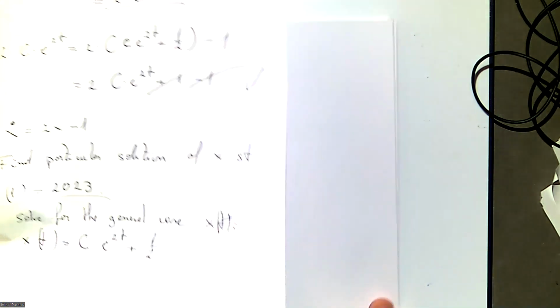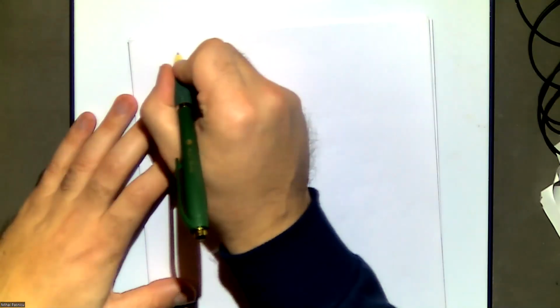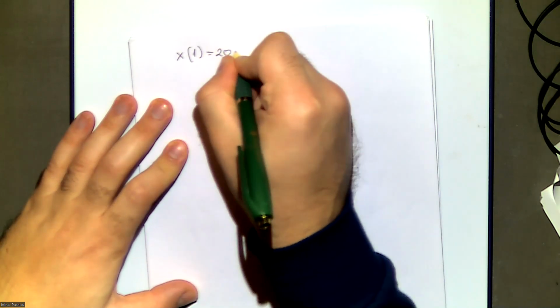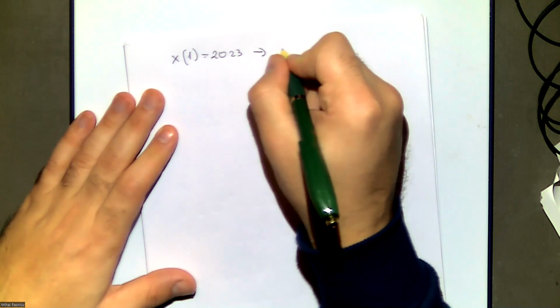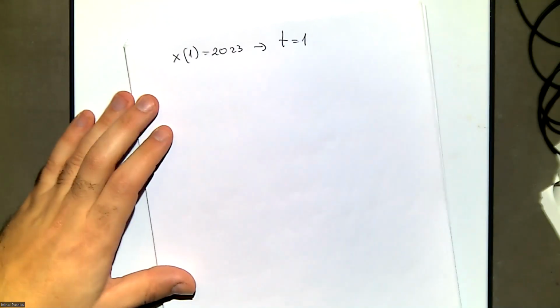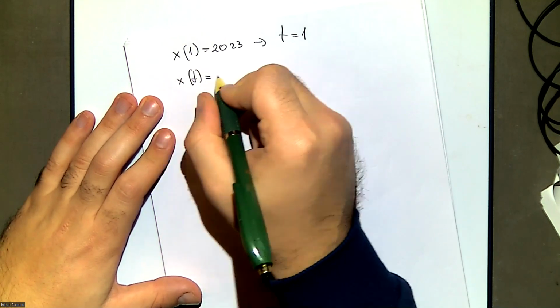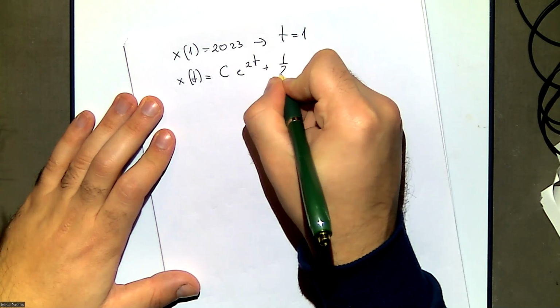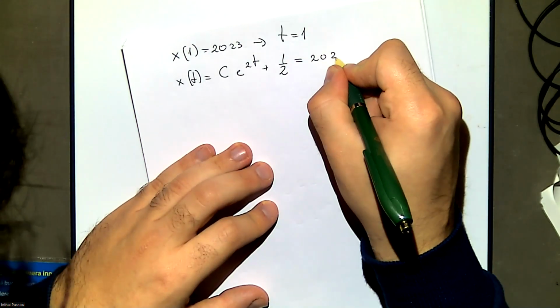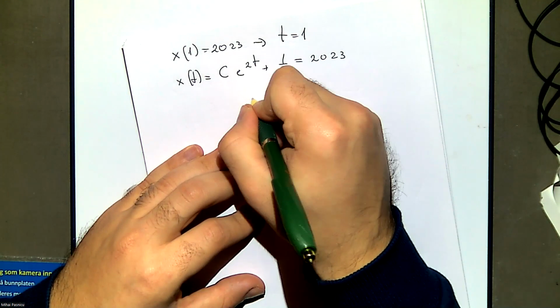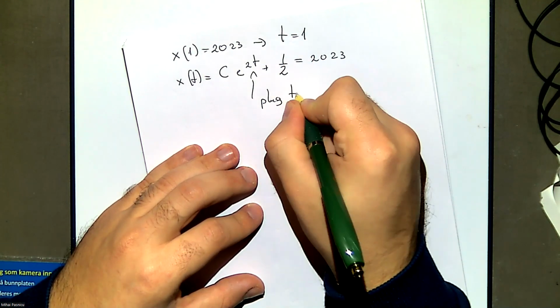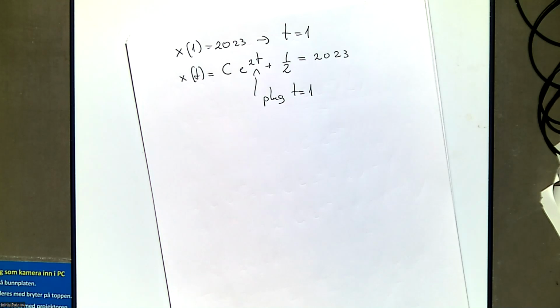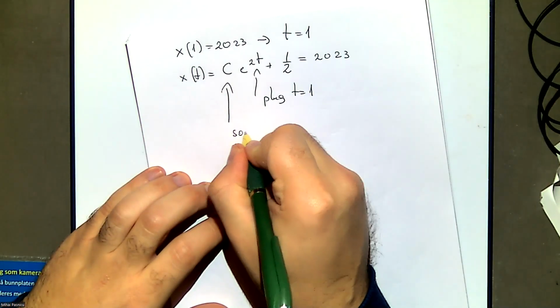Okay, let me explain. x of 1 is equal to 2023. It means that t is equal to 1. And since I know x of t, I'm just recopying my solution so it's on this page. So all that I'm going to do is make this equal to 2023 and plug in t equals 1. And what am I solving for? That's the key. You're always solving for the constant.